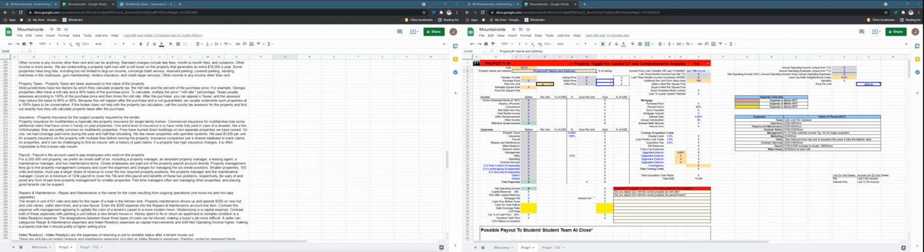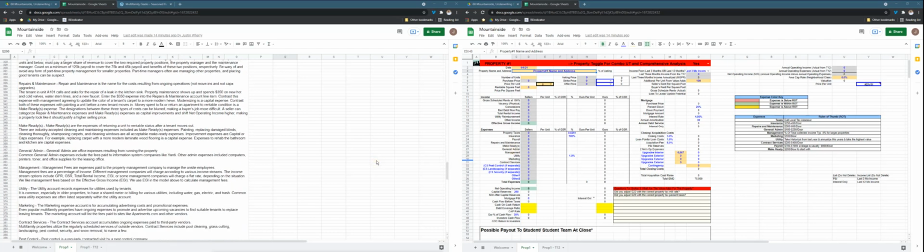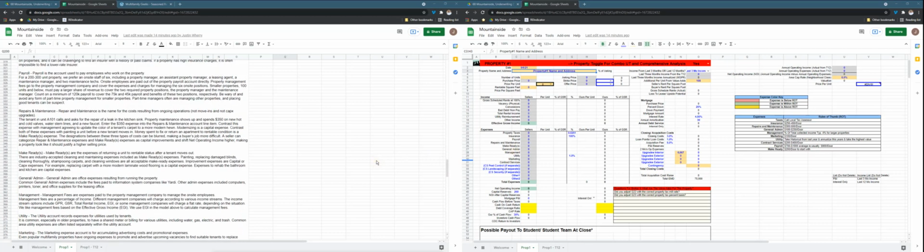Let's move on to payroll. Payroll is the account used to pay employees who work for the property. Now, this is an important distinction that needs to be made. So we've got payroll here, and we also have management. Sometimes those two things can get confused, right? But they're not the same.